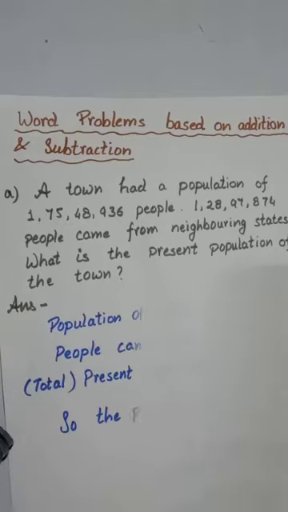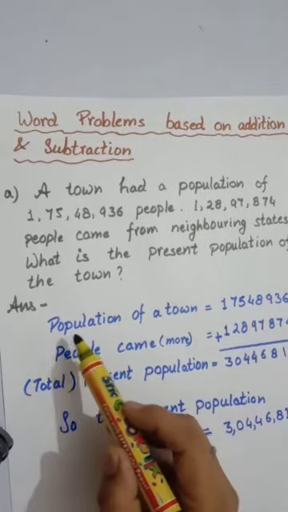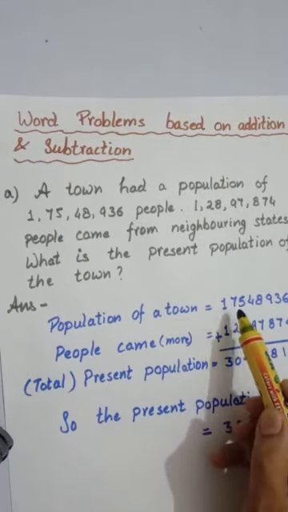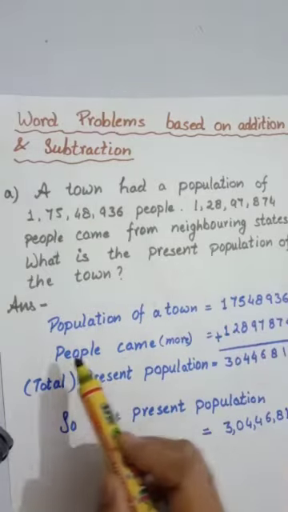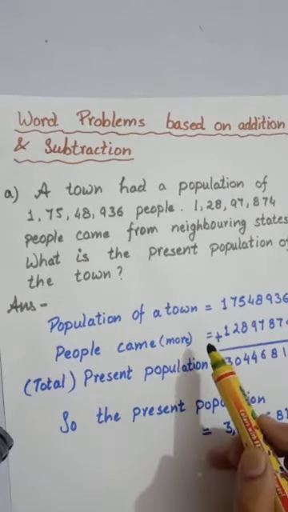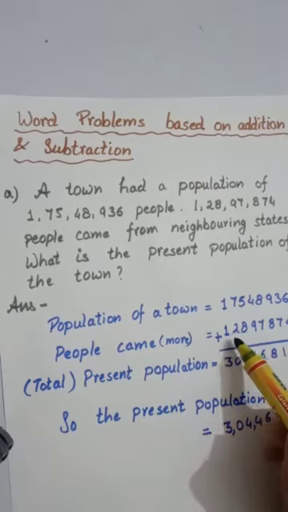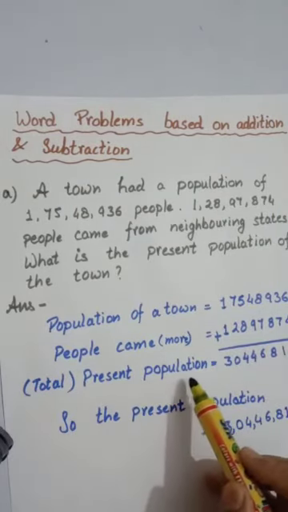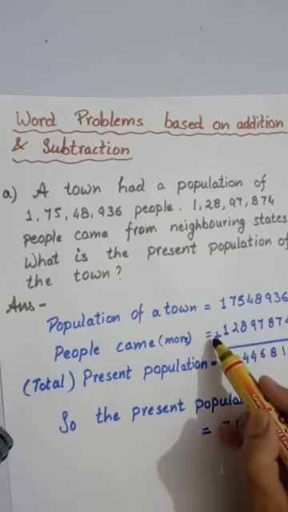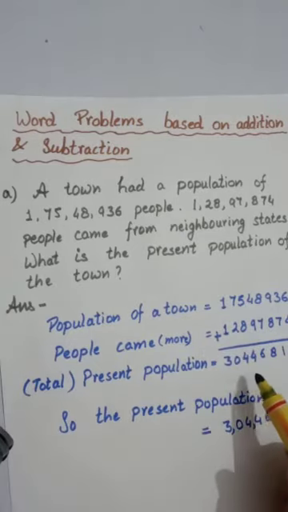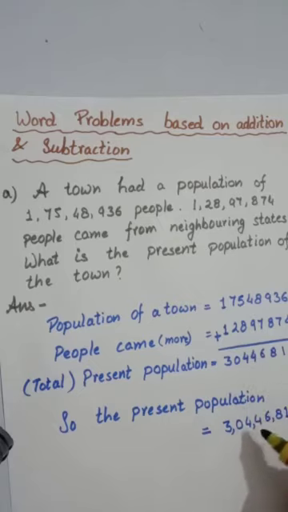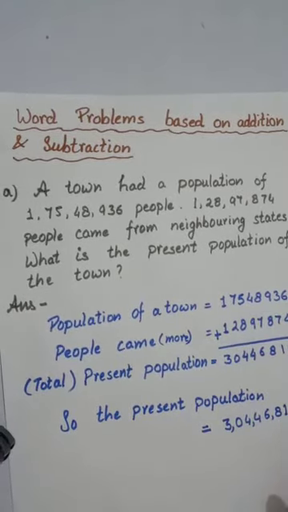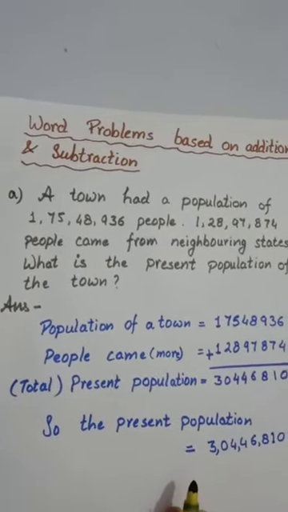So to find the present population, first of all we will write the population of the town as 1,75,48,936, and the people who came, more people came. So more means you have to do addition. This number of people came, and so the total present population of the town is the addition. We will add these two numbers to find the answer. The answer will be 3,04,46,810 by adding these two numbers.